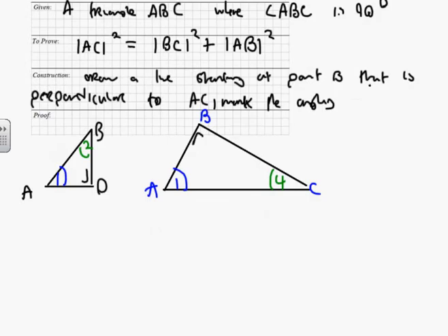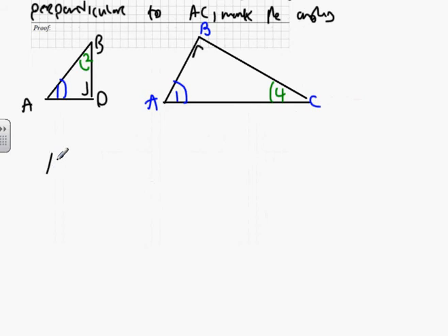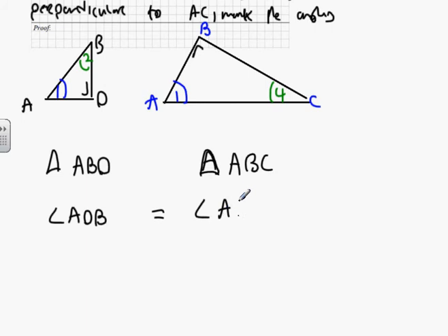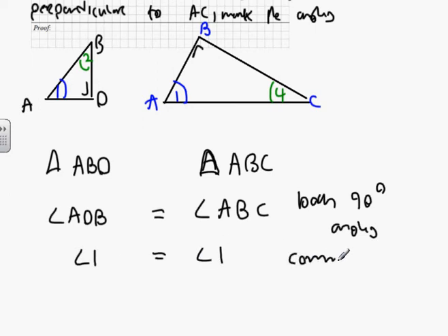Okay, now we're going to write that formally, okay? First of all, triangle ABD, triangle ABC. First of all, angle ADB equals angle ABC. Reason why? ADB is this one here, ABC is that one there. Why are they equal? Both 90-degree angles. Okay, next one. Why is angle 1 equal to the other angle 1? It's a common angle. It means the same angle is in both triangles.